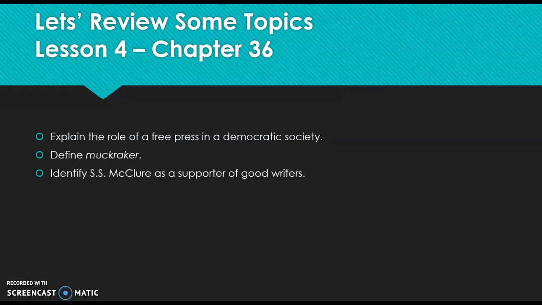In Lesson 4, we learned all about what the free press is. We learned about how the First Amendment gives us the freedom of speech, and in a democratic society, our free press operates like a fourth branch of our government by checking up on our government to make sure they are being honest with the public. We learned about muckrakers and how they expose so much of the wrongdoing going on in our country during the late 19th century. We first met S.S. McClure and Ida Tarbell, who were some of the most famous muckrakers.